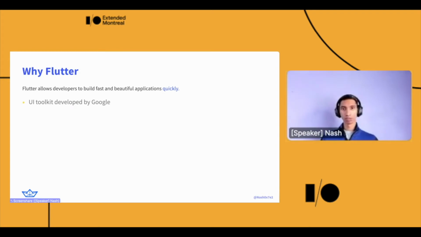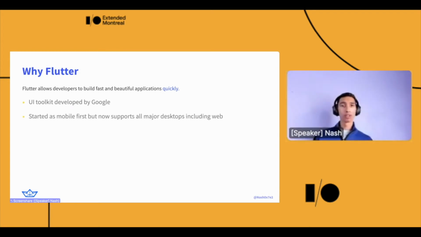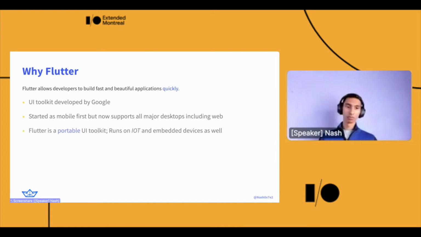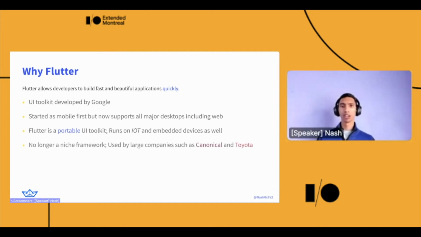So really quickly, why Flutter? Flutter allows developers to build their applications fast and very beautiful. It's a UI toolkit developed by Google, and it originally started out as mobile first, but now supports web and desktop. It's the portable UI toolkit, meaning it also runs on IoT and embedded devices as well. And one of the biggest complaints we hear from developers as to why they're not using Flutter is it's a niche framework. I'm happy to say that this is no longer the case, since there are companies like Canonical and Toyota that are using Flutter in production at scale.